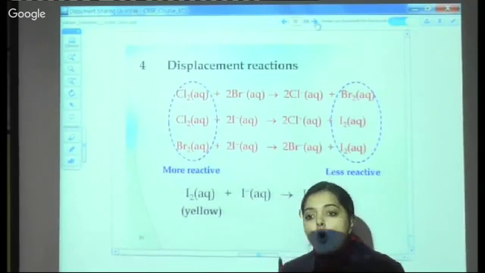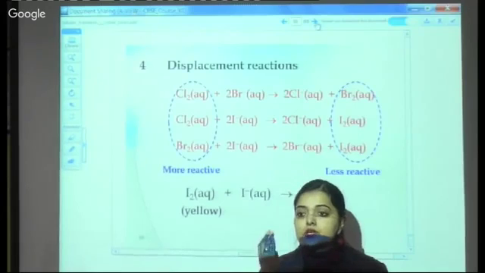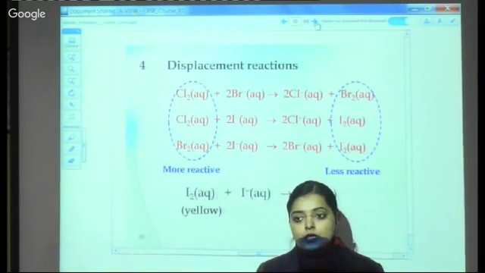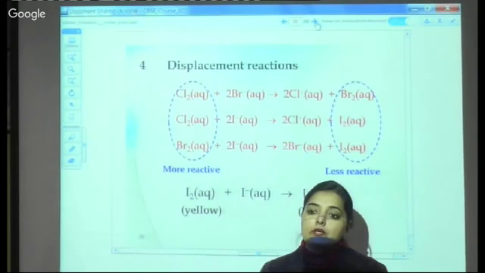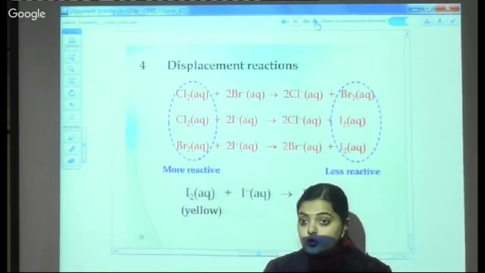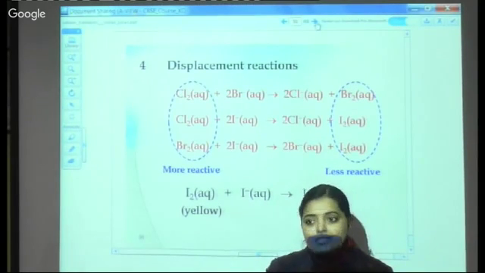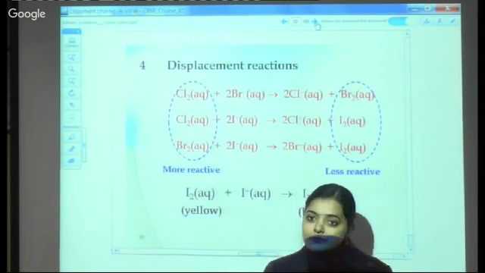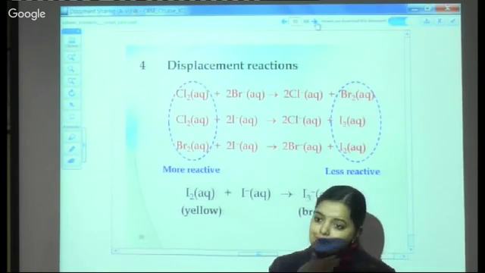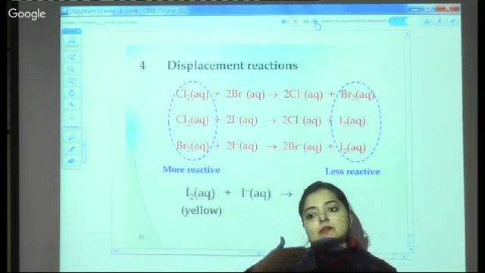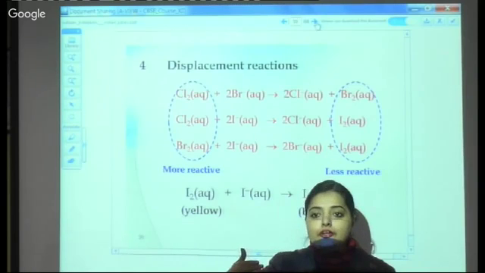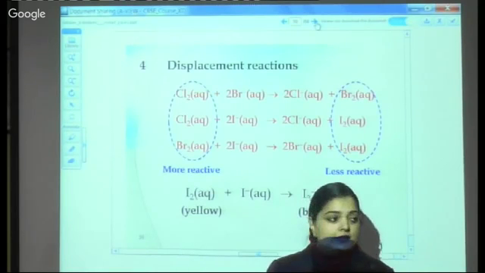That means all the halogens, iodine, bromine, chlorine, all of them can be displaced by fluorine because that's the most reactive. Chlorine can displace bromine and iodine. However, chlorine cannot displace fluorine because fluorine is itself more reactive than chlorine. Fine. So is the case with bromine. It can displace iodine, but it won't displace chlorine and fluorine. Fine. And iodine cannot displace anything. Clear? Next slide, please.